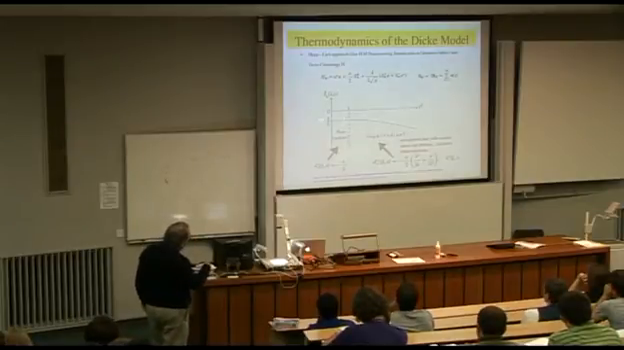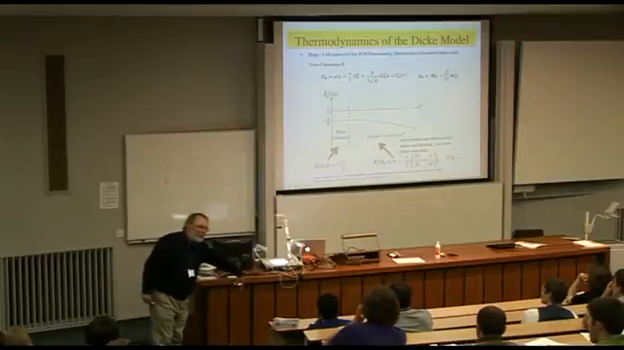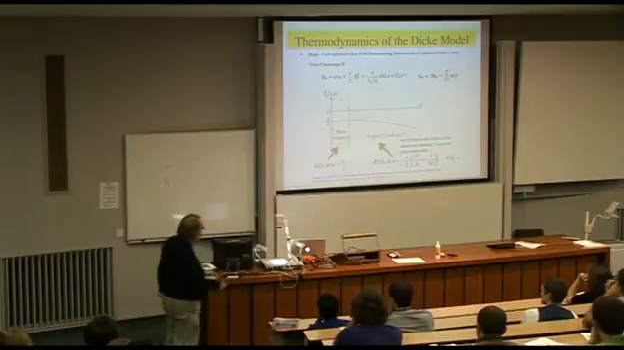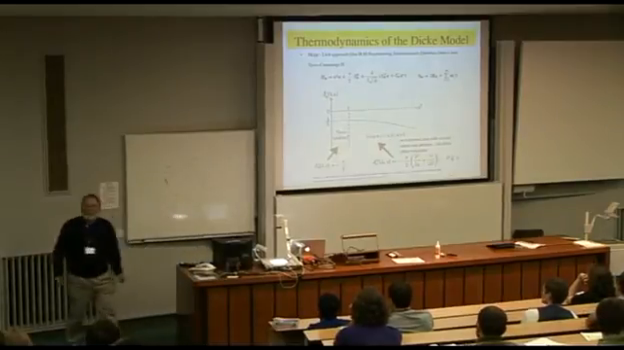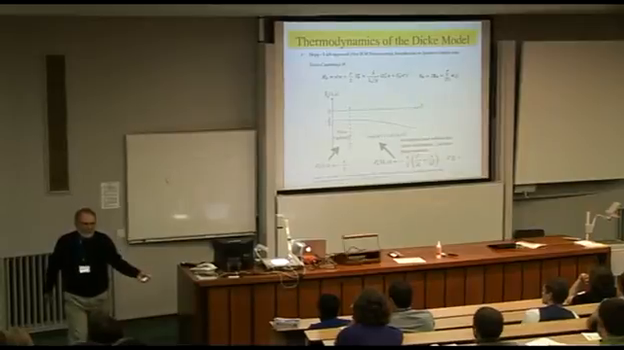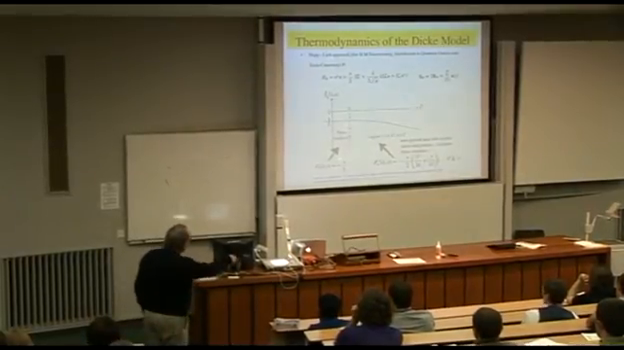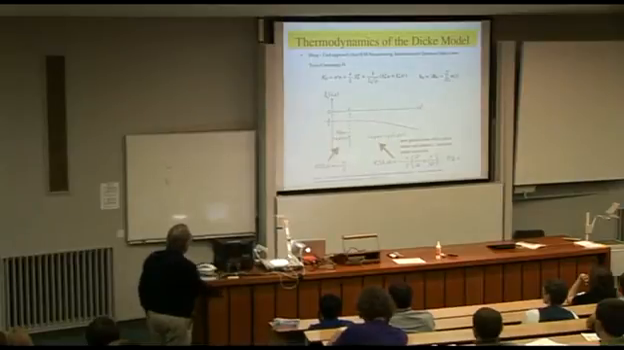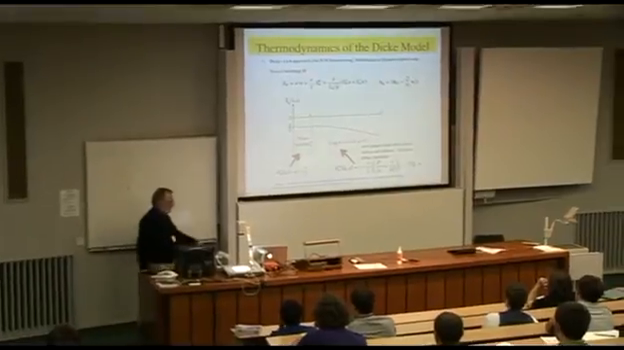As you crank up the coupling constant, you go from the normal ground state, where they're all in their spin down state and there are no photons in the cavity, to a superradiant state, where some of the atoms are excited and the field mode is excited as well. And that's the ground state. So there's a quantum phase transition at that point. Okay? So that's the Hepp-Lieb phase transition.